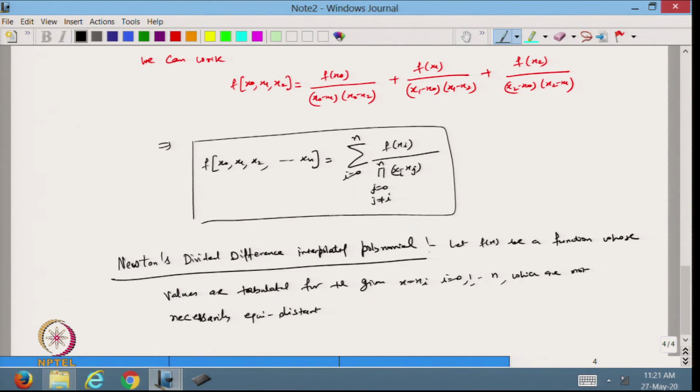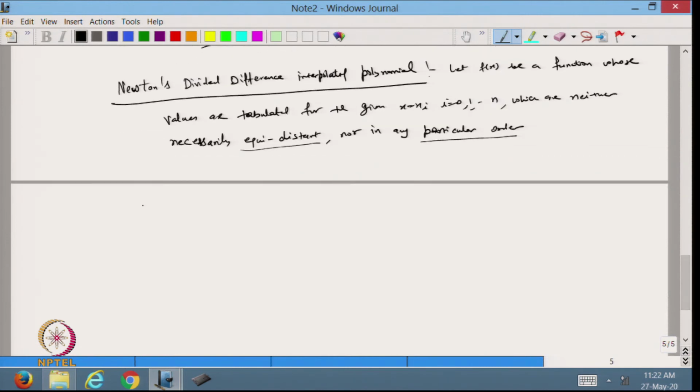So, which are neither necessary, should I write here, neither necessarily equidistant nor in any order. So, this is not necessary in any particular order. So, no ordering is given to me and they are not also equidistant. So, in that case what we do? So, we put them in the order.